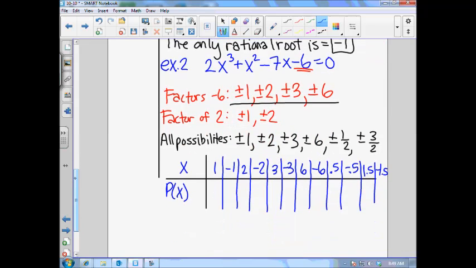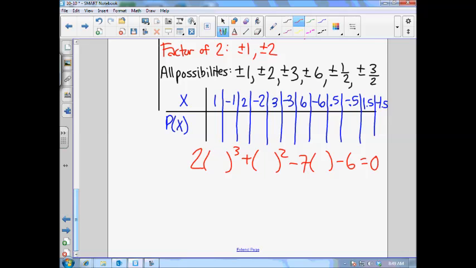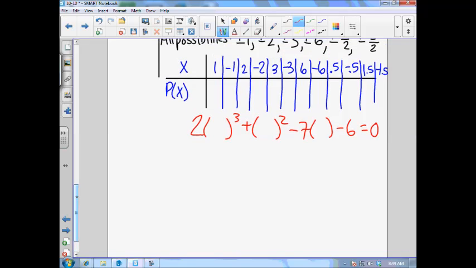Okay, so here is our polynomial that we're plugging into. Wherever there's an x, what do I put? Parentheses, cubed, plus parentheses squared, minus 7 parentheses, minus 6. And we want to know when it equals 0. So this side of the room, you guys do positive 1. This side of the room, you guys do negative 1. And get the value, please.